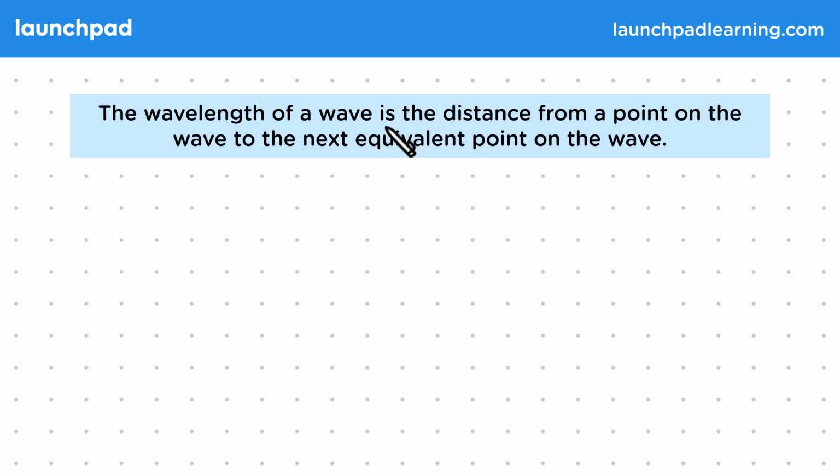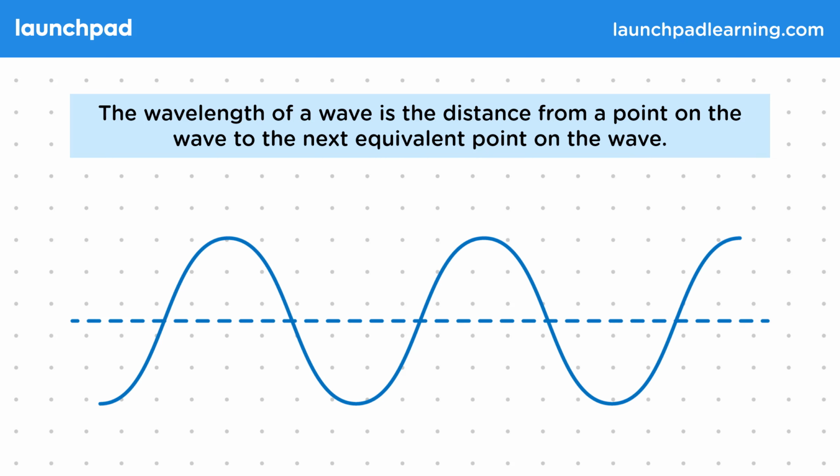The wavelength of a wave is the distance from a point on the wave to the next equivalent point on the wave. Now, this is easiest to visualize with a wave diagram like this one, which looks like a simple transverse wave fixed in time. The dotted line here is our equilibrium line, and then we see how far the wave is displaced from this line at each point. These 2 points are examples of adjacent equivalent points.